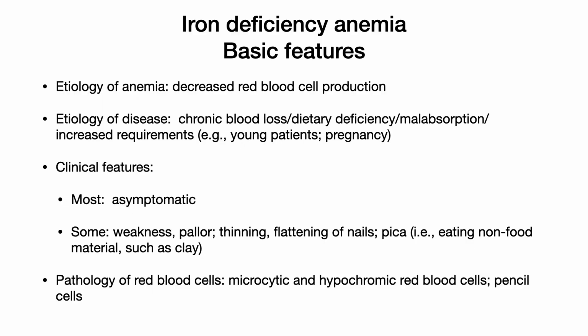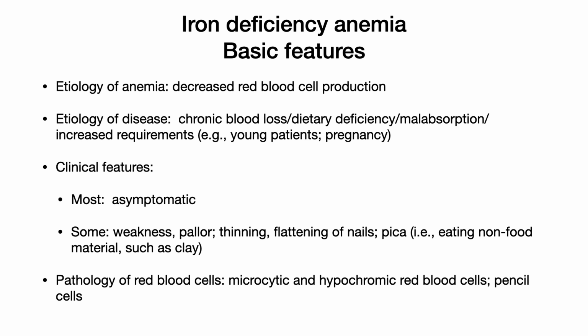So with iron deficiency anemia, the etiology is decreased red blood cell production. Remember, I've been trying to do this to kind of go along with the second lecture with the differential diagnosis and kind of breaking the types of anemia up by their mechanism. The etiology of iron deficiency can be chronic blood loss, dietary deficiency, malabsorption, or increased requirements. So it says especially in young patients or pregnancy, obviously when they're growing or making a baby, they can require more iron.